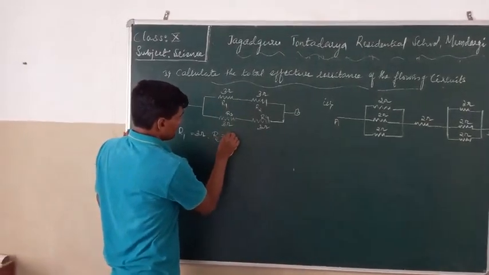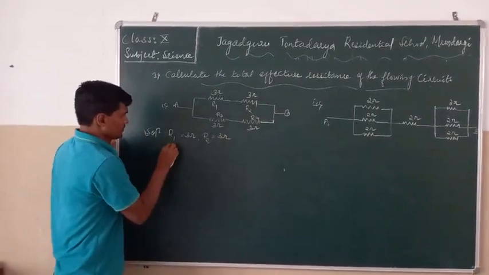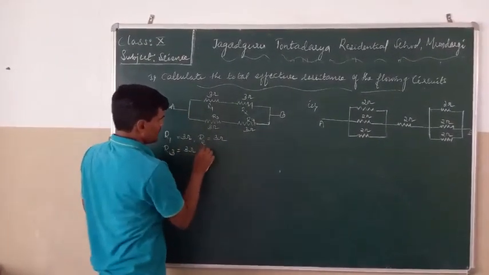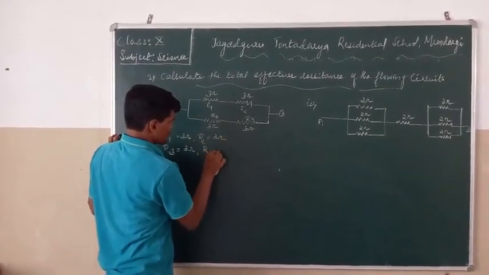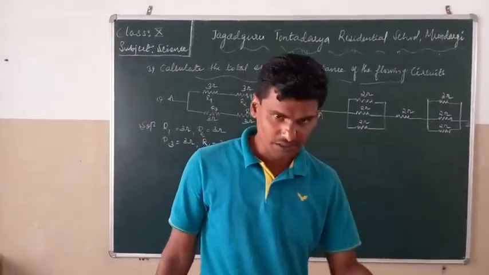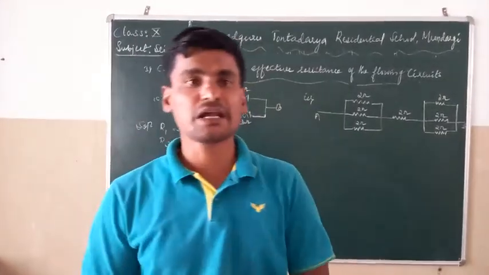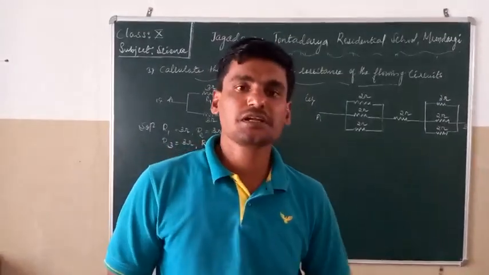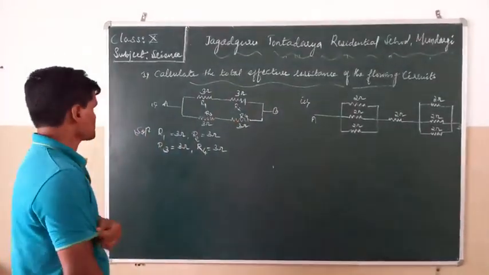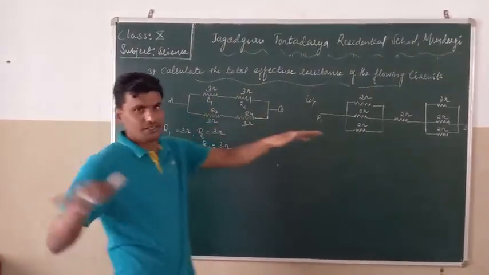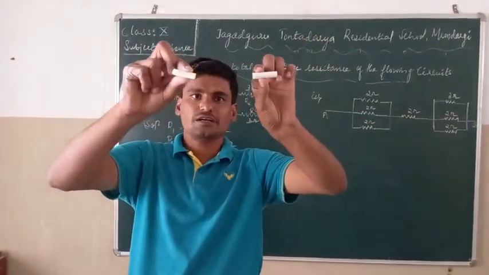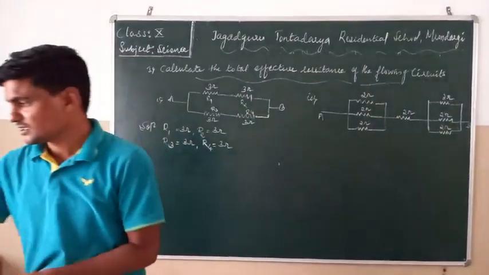R2 has been given 3 ohms. Next, R3 is also 3 ohms, and R4 is also 3 ohms. I already explained it: series means they need to be connected one end to one end. When it comes to parallel combinations, one terminal is connected to a common terminal, and the other is also connected to a common terminal. Listen here, R1 and R2 have been connected one end to one end. It means they are in series combination.